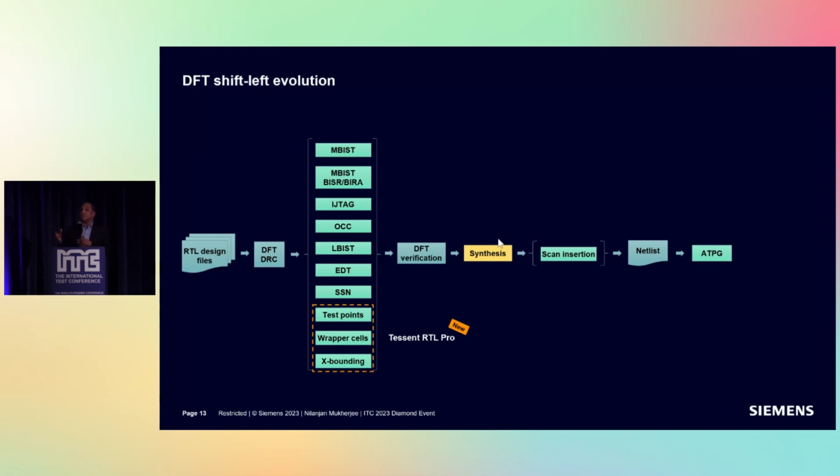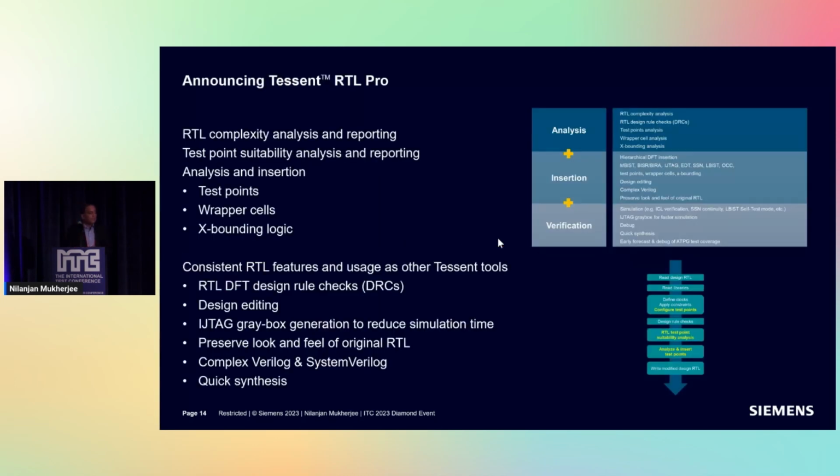There are other options where you can do these things as part of synthesis, but this is even better as it allows you to write the RTL. The output that you get is an RTL, which you can still simulate and verify before you go to the synthesis process. So the last three, the test points, wrapper analysis, and X-bounding, are part of a new tool called RTL Pro that we announced yesterday at ITC. So what are some of the key features of RTL Pro?